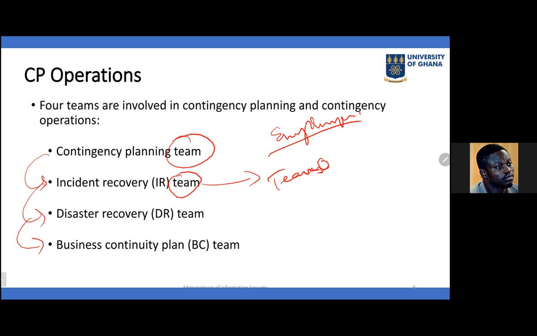So I want to ask the class, where you work now, do you have these teams in case of contingency or unplanned events? Of course, the contingency planning team is always at the top management level, and then you have all these sub teams. So do you have such teams in your organization, and which team do you belong to? You may want to share your perspective on some of your activities. So the floor is open, please.